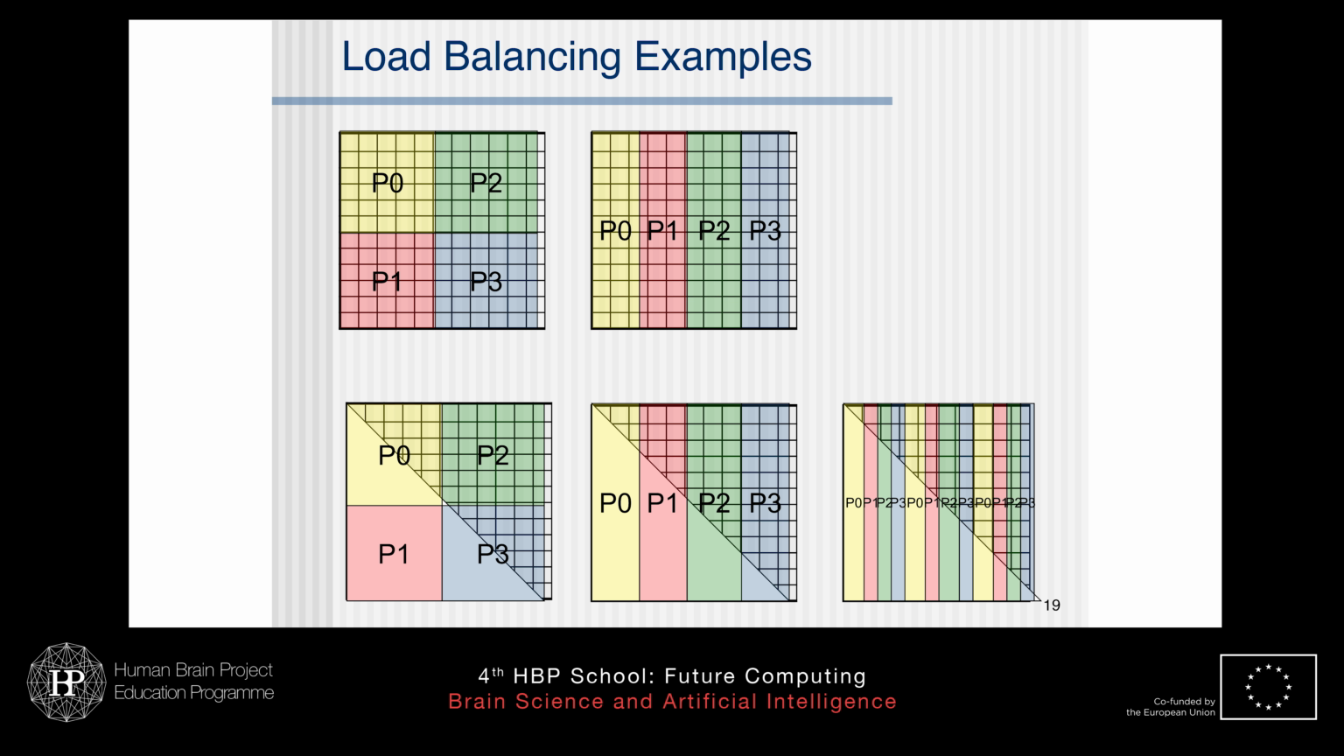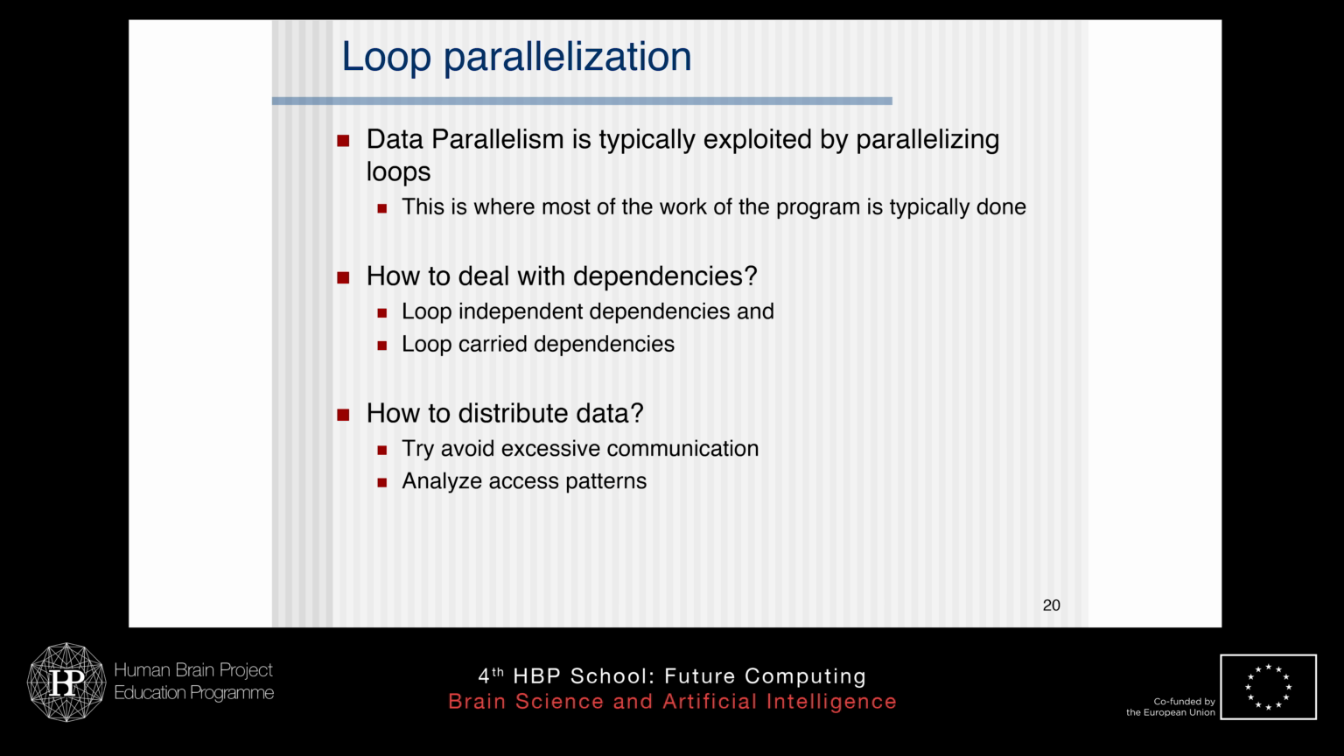Now, how do you exploit parallelism when doing this? Typically, you do this via loops, right? The loop is basically where most of the work of the program is being done. So, again, what you typically do is you have a loop that goes over your whole data set. You say processor 0 is iterating over this part of the data set, processor 1 over this, processor 2 here, processor 3 here, right? So you distribute your loop iterations to the resources that you have.